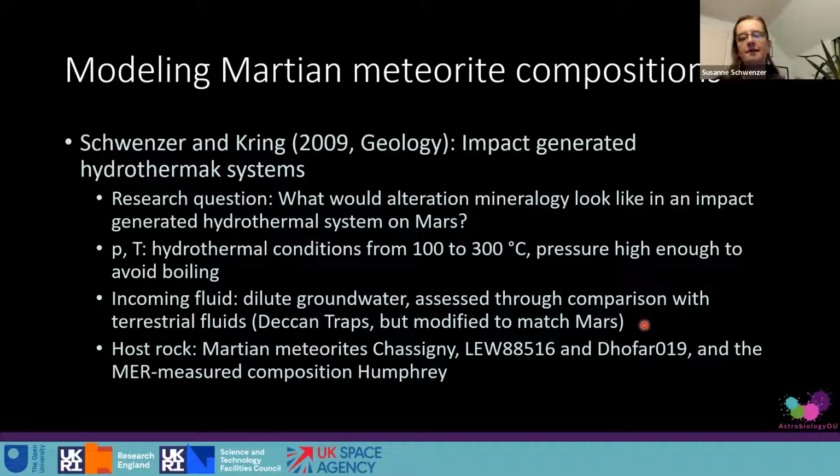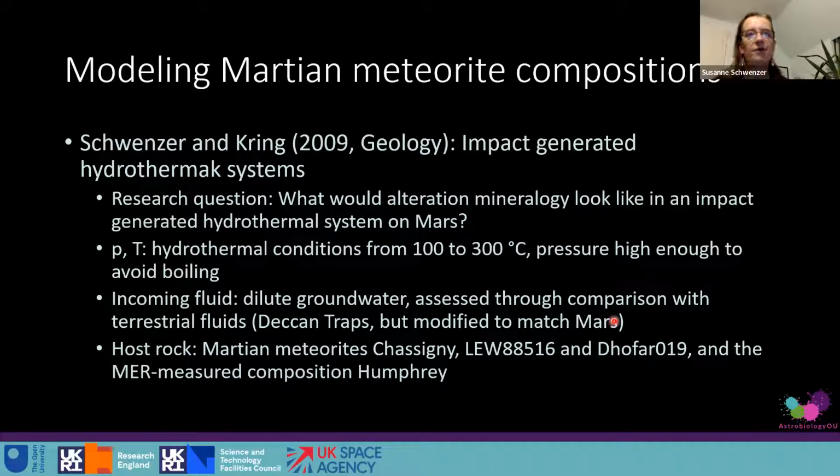So what I did is I looked at an Earth example. I looked at the Deccan Traps, where we have a lot of groundwaters that are basaltic dominated. However, basalts on Earth and Mars are different in one key characteristic. The iron is much higher on Mars and the calcium is much lower on Mars. So I just adjusted these compositions a little bit, and that's what I mean by modified to match Mars. I took out a little calcium and added some iron.